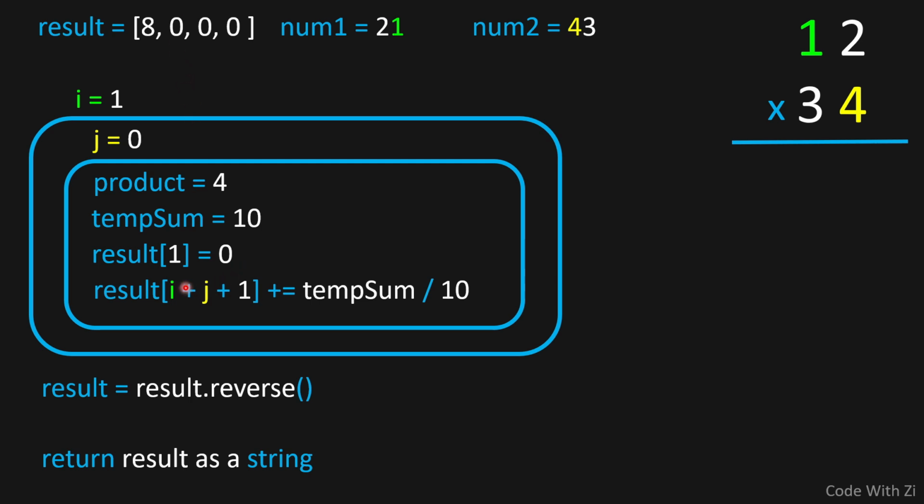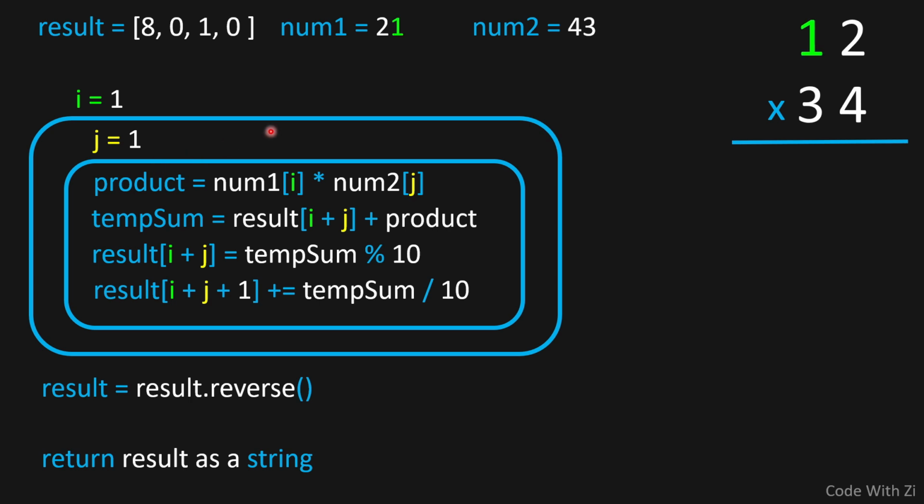Now we're going to calculate our carry. We're going to say result at this index, which is going to be 1 plus 0 plus 1, should be equal to itself plus temp sum divided by 10. This is going to give us the index of 2, so it's going to be pointing to this number here. So we're going to have 0 plus 10, which is our temp sum, divided by 10. This is going to give us 1, and we've added 1 to this position. Then we're going to reach the end of this loop, and we're going to enter the next round.